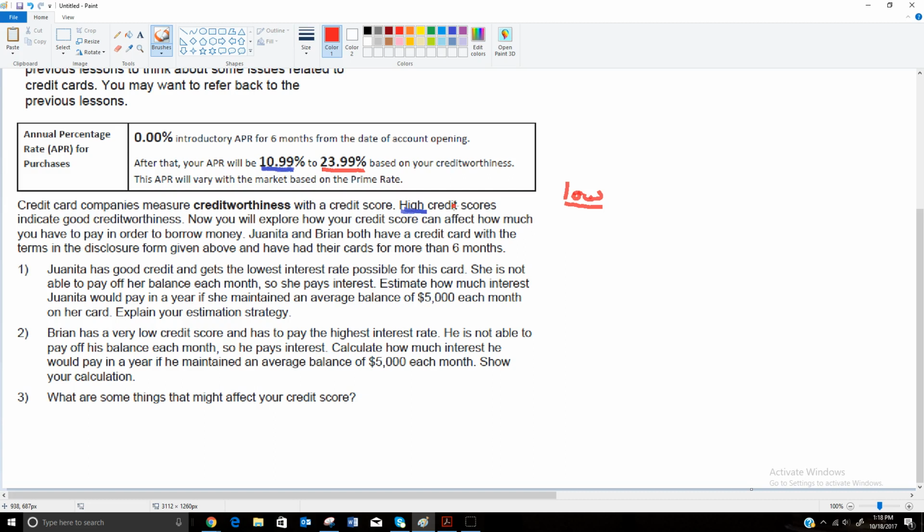So now we're going to explore what this does to how much you have to pay, whether you have good credit or bad credit, and get that better percentage or the worse percentage. So it says Juanita and Brian both have a credit card with the terms in the disclosure form above, and they both had their cards for more than 6 months, which is important because that means we're not doing the 0% anymore. So it says Juanita has good credit and gets the lowest interest rate possible. She's not able to pay off the balance each month, so she pays interest. Estimate how much interest she would pay in a year if she maintained an average balance of $5,000 each month on her card.